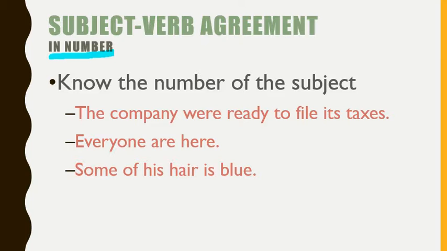Let's look at some examples. The company were ready to file its taxes. Well, the company is definitely a singular word, so this would be considered wrong, right? So company was, we should say.